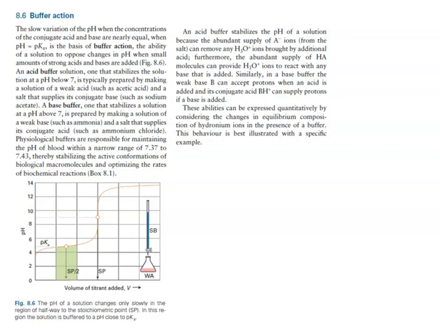Therefore, within the limitations associated with its concentration in the buffer, the buffer can consume acids or bases and convert them into weaker conjugates, buffering that adjustment to pH. These abilities can be expressed quantitatively by considering the changes in equilibrium composition of hydronium ions in the presence of a buffer. This behavior is best illustrated with an example.